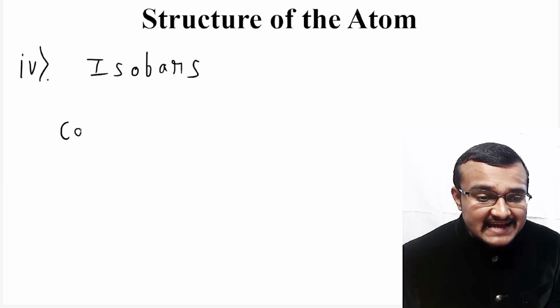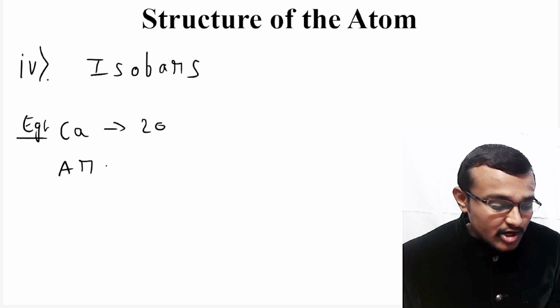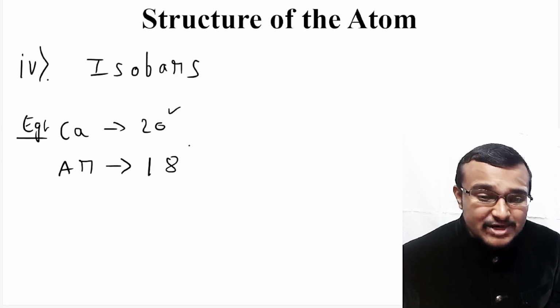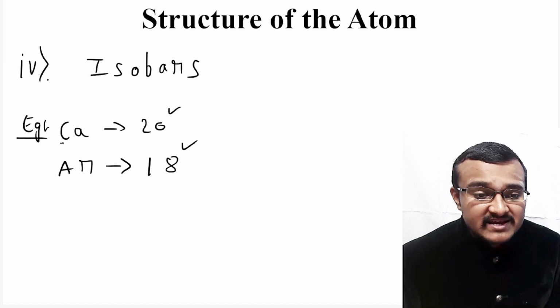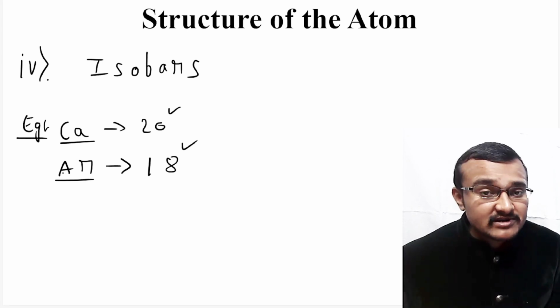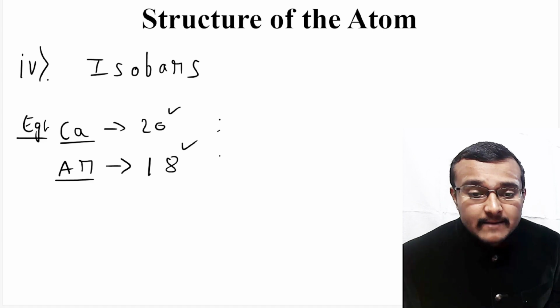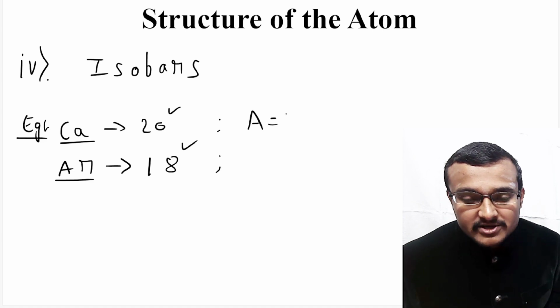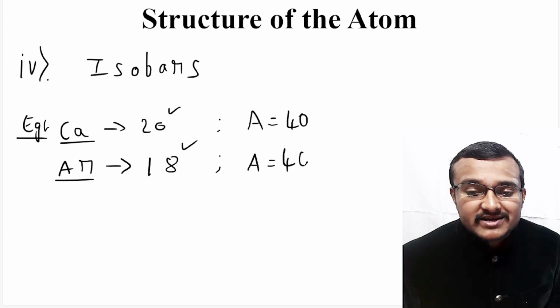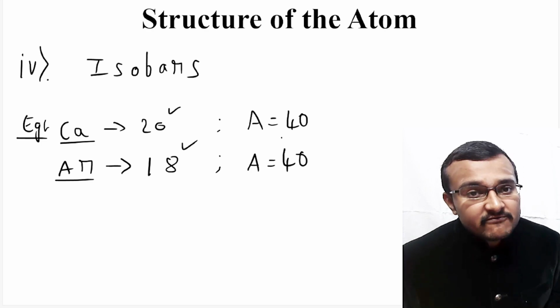So now if you consider calcium and argon as your example, calcium has atomic number 20 and argon has atomic number 18. So now you can see the atomic numbers of calcium and argon are different. So that's why the elemental characteristics of calcium are different from argon. But if you consider the mass number of calcium and argon, the mass number is the same, that is 40. Both calcium and argon have atomic mass number 40.